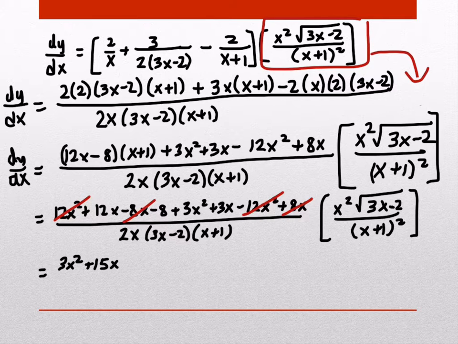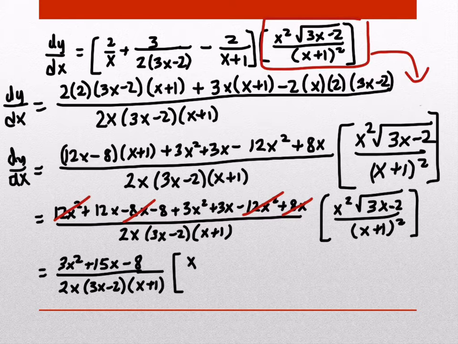And then is it minus 8? Did I miss any pieces? Then my denominator is the 2x, the 3x minus 2, and the x plus 1. And then the question remains, how does that combine or simplify with what remains from the original y that we pulled over from the other side?